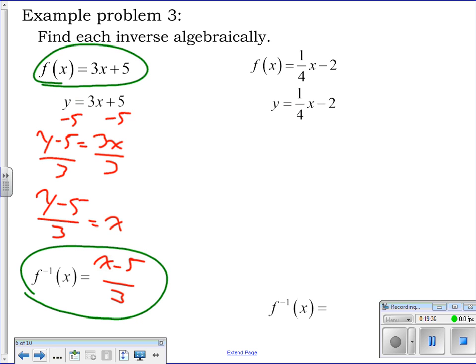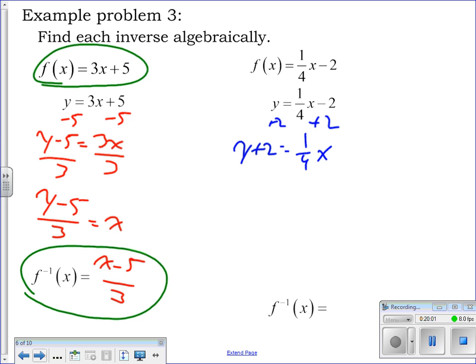Same thing. Your first step is to take f of x, put it into y. Like I said, I already did that for you. Your next step is to solve for x. I want to get x by itself. Add 2 to both sides. y plus 2 equals 1/4 x.